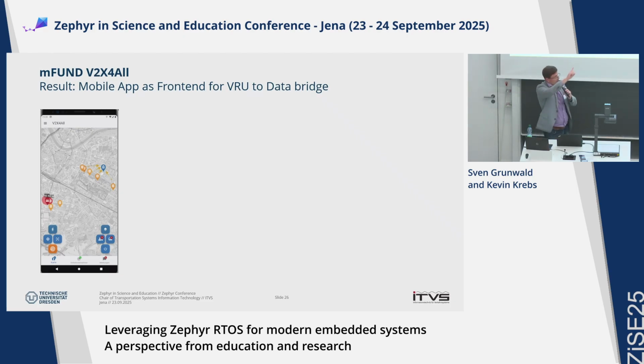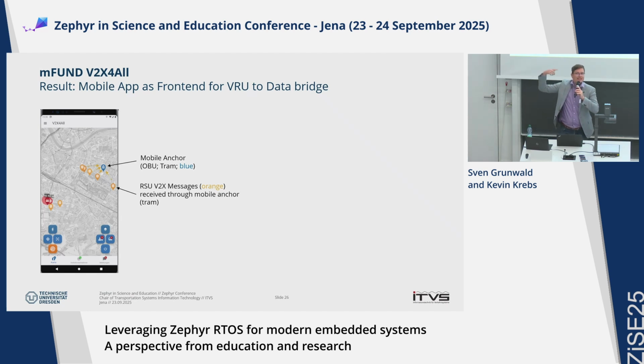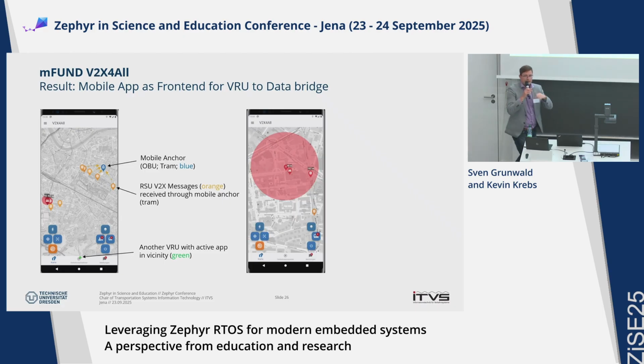You see in blue, the blue pin is the mobile anchor. This is the tram in our case. And in orange, you see the V2X messages that the tram sees from other participants that are on the road. And you see in green another participant that is using the app. Here you define a warning circle surrounding you, and if some object is within this warning circle, you get a warning message. So this was the basic idea.